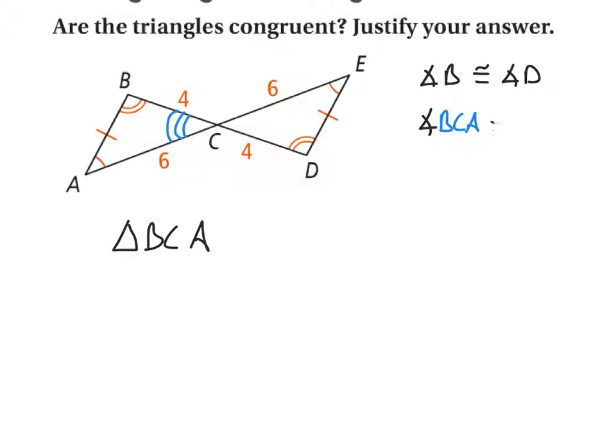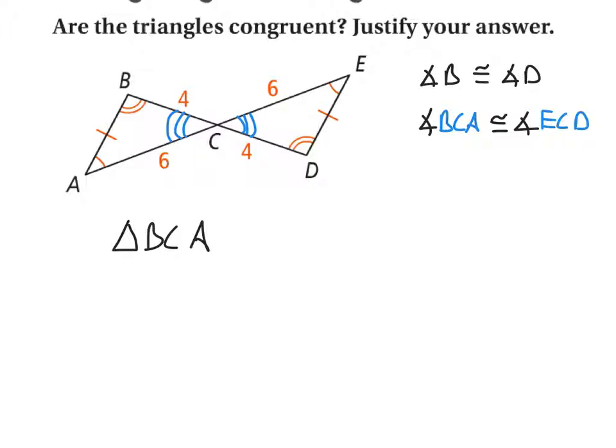Okay? Angle BCA is congruent to, well, that would be this angle here, which we could then call, somebody else please. C has to be in the middle. You can call it DCE or you can call it ECD, but C has to be in the middle. Doesn't matter which way you go, but C has to be in the middle because that's the vertex. That's what we're talking about. So those two angles are congruent.